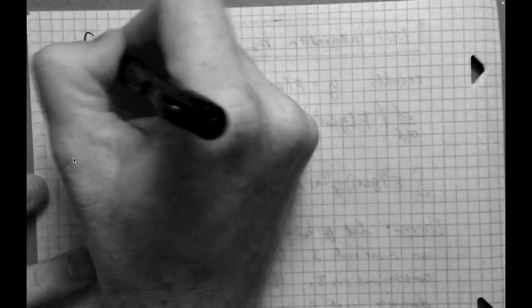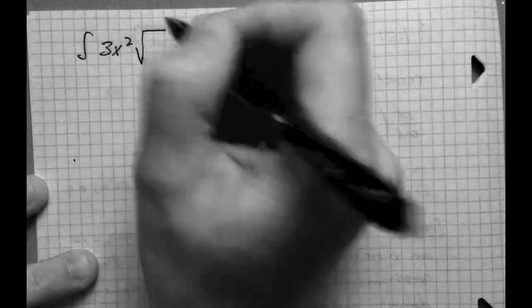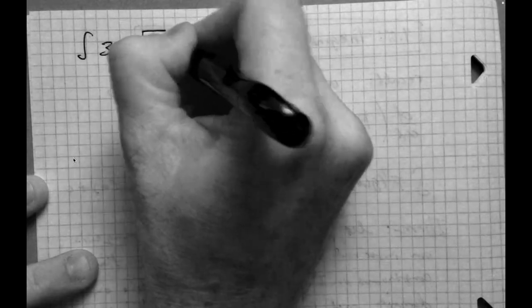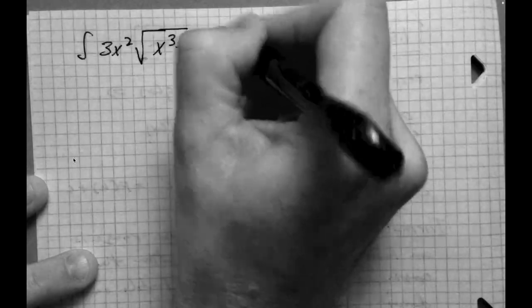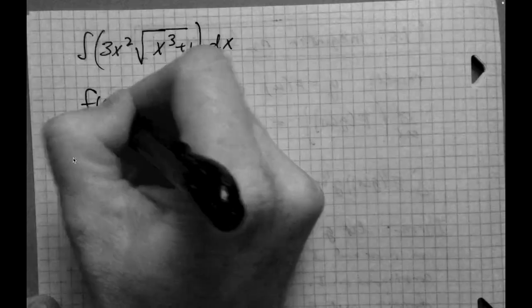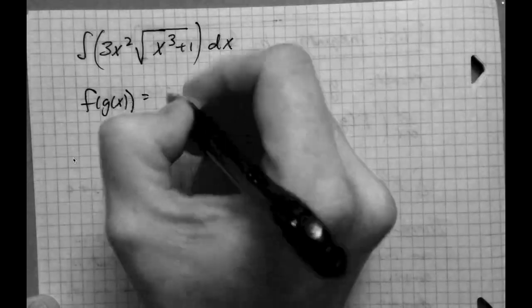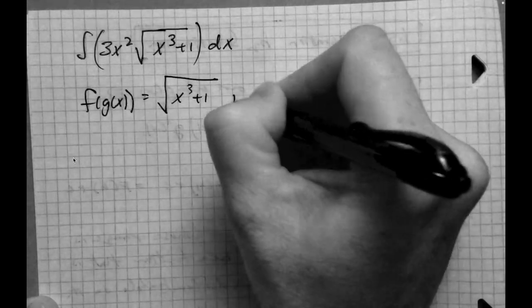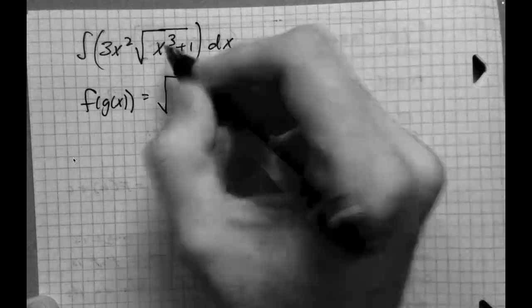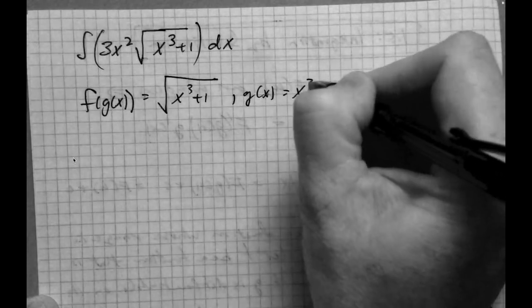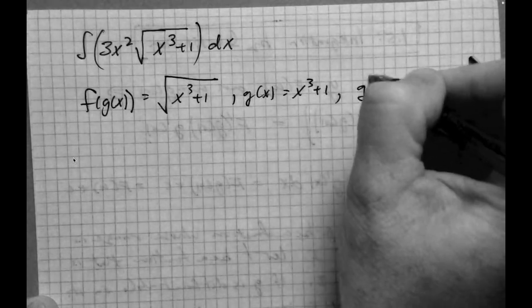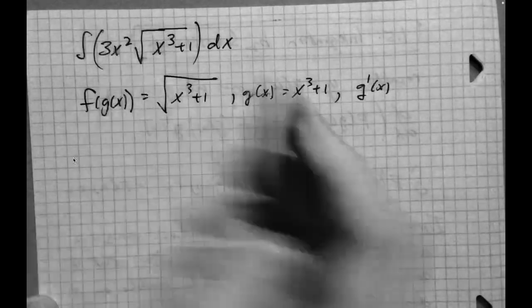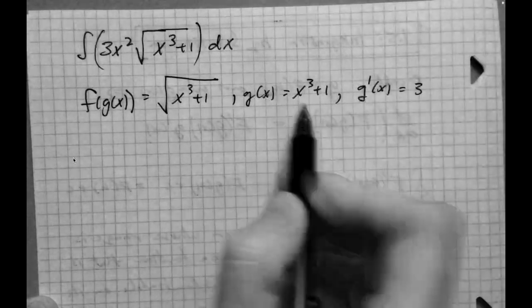Here's another example of this pattern. What about the integral of 3x squared times the square root of x cubed plus 1 dx, right? So that whole deal. Well, the f of g of x in this case is the square root of x cubed plus 1. That means the g of x is what's inside there, the x cubed plus 1. And then naturally the rest of it outside here, you can see, is the 3x squared, which is the derivative of g.